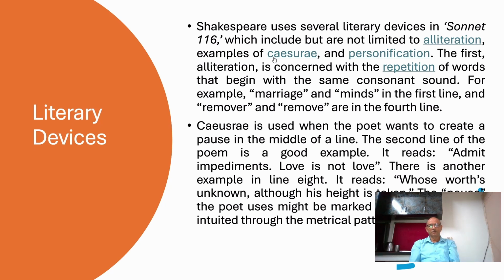Caesura is used when the poet wants to create a pause in the middle of a line. The second line of the poem is a good example. It reads, "admit impediments. Love is not love." There is another example in line 8. It reads, "Whose worth's unknown, although his height be taken." The pause the poet uses might be marked with punctuation or intuited through the metrical pattern.